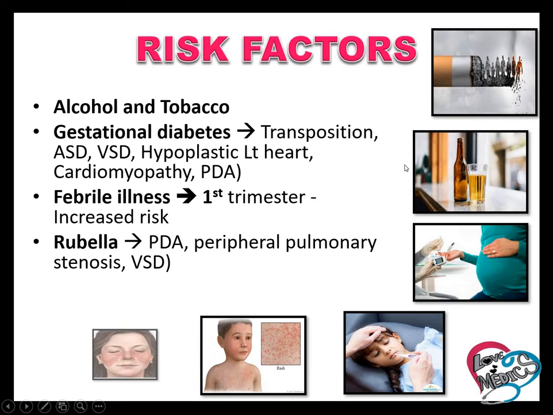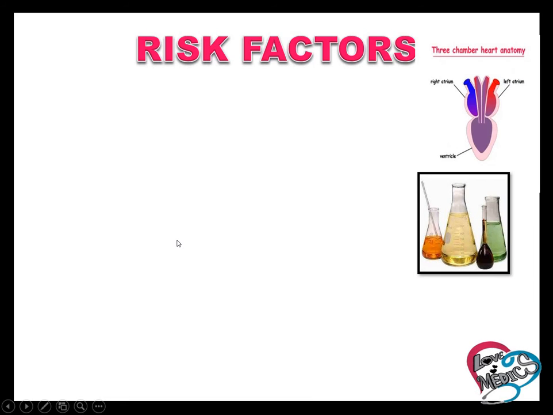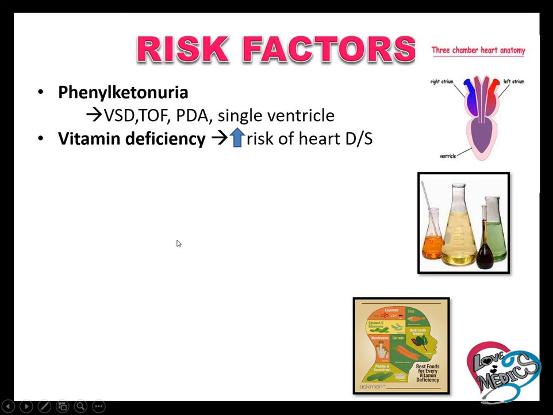Rubella infection and lupus, which lead to complete heart block of the baby. And phenylketonuria, increased phenylalanine level. Vitamin deficiency also increases the risk of congenital heart disease.